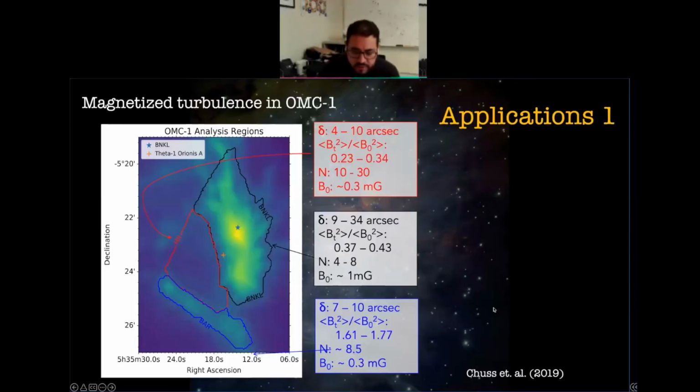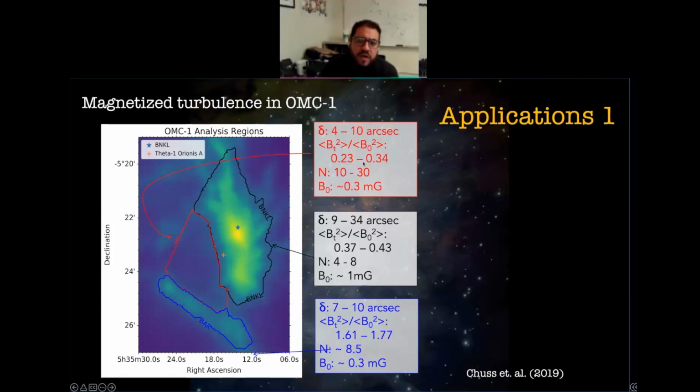Now, the examples that I have in this case, let's just check how much time I have. Okay, I have about 5 minutes. First was work done by Chess et al. in 2019, in which we applied these methods to the OMC1 region. Because of the richness of the observations from HAWC+, we were able to split the OMC1 region into these 3 regions that we call the bar, the H2 and BN-KL, and characterize the magnetic field strength and turbulence in each one of them.